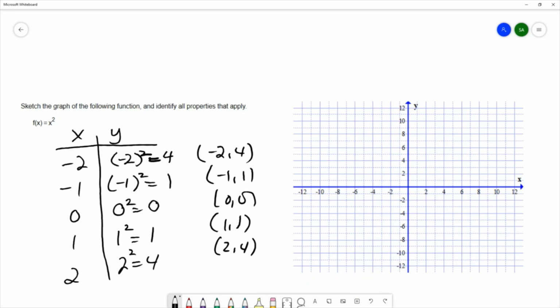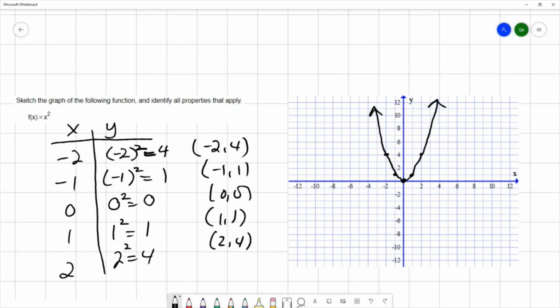I'll plot these points on my graph. (0, 0), (1, 1), (2, 4), (-1, 1), (-2, 4). And what I see as a pattern is a U-shaped graph. This graph is called a parabola, and it looks like this. So there's a sketch of the graph.